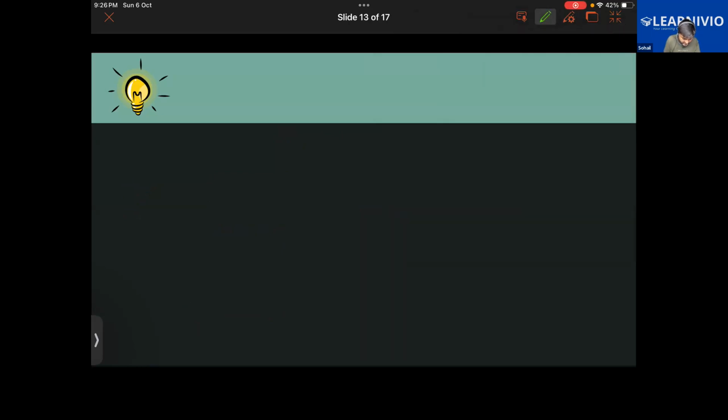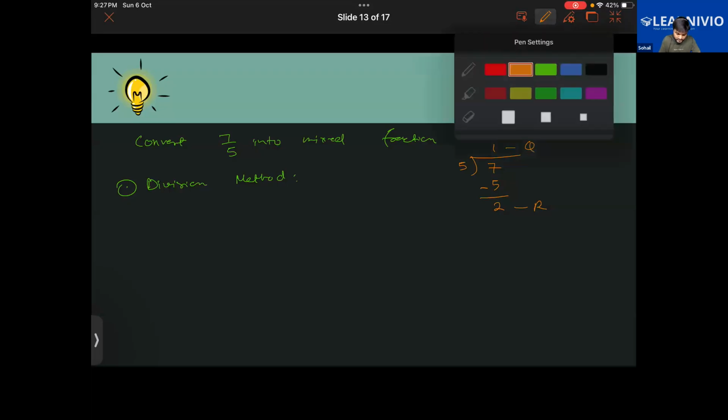So we have the same question, that is to convert 7 upon 5 into a mixed fraction. Now we are going to use the division method. Earlier was the pictorial method. So let's quickly divide this. You guys will be helping me in this. What multiple of 5 should I take? 5 ones are 5. And the remainder is 2. The quotient is 1 here.